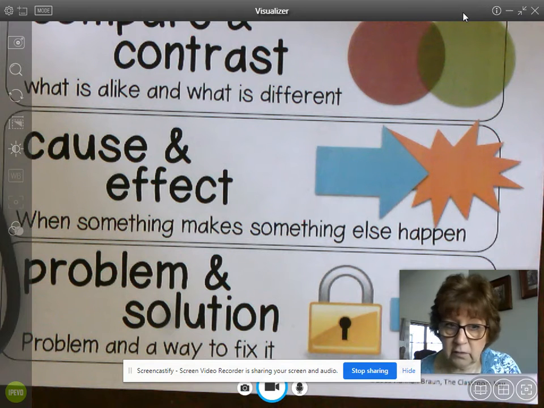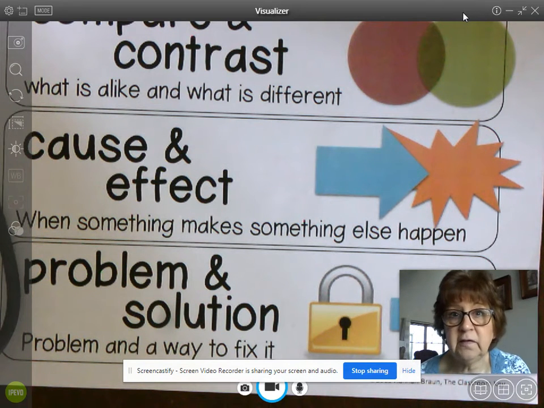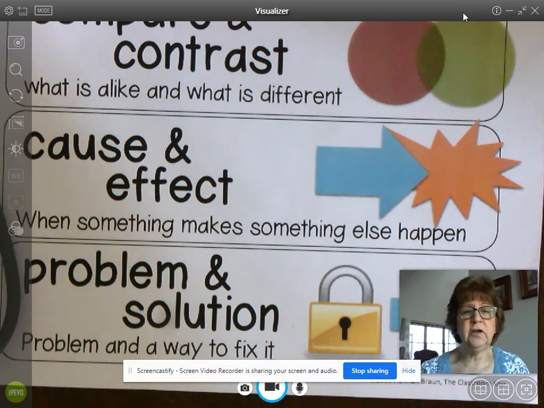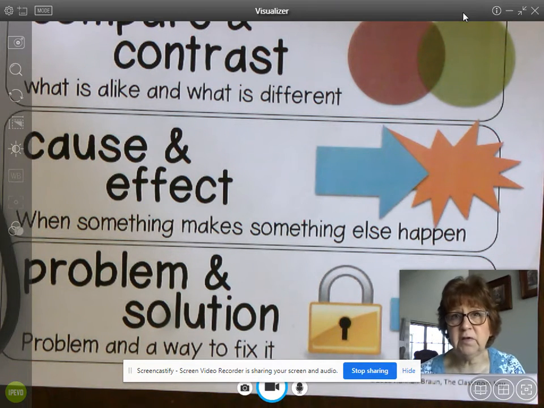Cause and effect is another one. Cause and effect is when something makes something else happen. And so you're going to see again, cause, made, and also. I have found that it's sometimes easier to figure out what the effect is and go backwards to figure out the cause. And another thing that can make that one kind of confusing is that a cause makes one thing happen, and that's the effect, but then that effect can also become a cause and make something else happen. And so that can make that one kind of confusing.